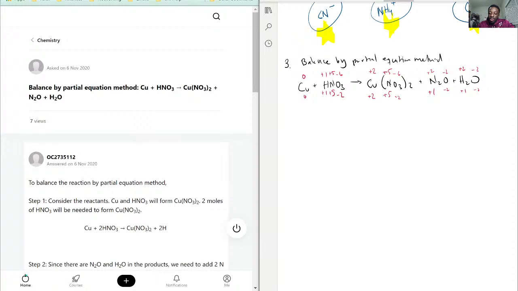So now we look at these bottom numbers here and mark down which has changed. Copper goes from 0 to +2, that marks a change. Hydrogen stays +1 wherever it is, oxygen stays -2 wherever it is, but nitrogen goes from +5, not to +5 that's here, but there's also a +1 that's here, okay?